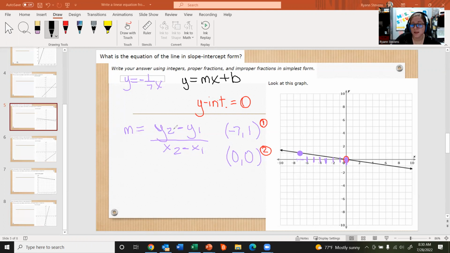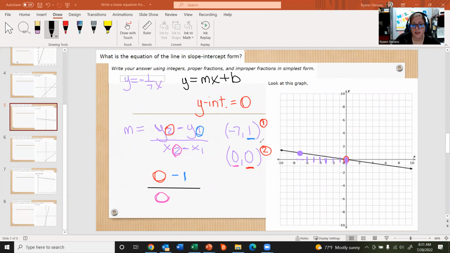Okay, so if it's y sub 2, I'm going to go to that ordered pair that I labeled as 2, and I want to look at what's in the y spot. And so that would be here, 0, and I'm going to plug in these numbers. 0, and then y sub 1, I'm going to go to that ordered pair I labeled 1, look at what's in the y spot. So 0 minus 1 over, or divided by, and then we would have x sub 2. So go to the ordered pair that you labeled as 2. You've got a 0 in the spot for x.